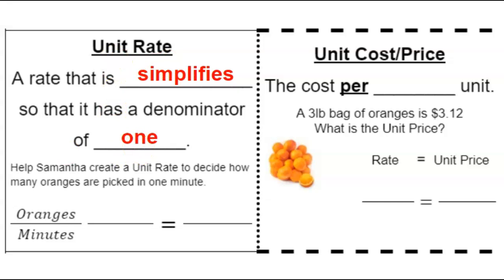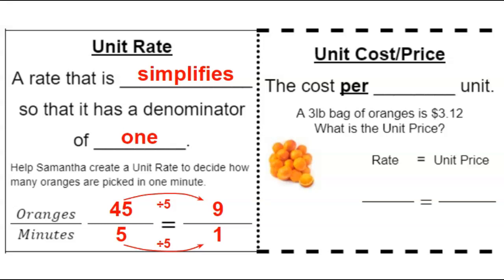Help Samantha create a unit rate to decide how many oranges are picked in 1 minute. So we want oranges per minute. So that's 1 singular minute. Up above we had 45 to 5, and we want it to be per 1 minute. So how do we make our 5 become a 1? We divide by 5. And what we do to the bottom, we do to the top. So we'll divide by 5, and we get 9.